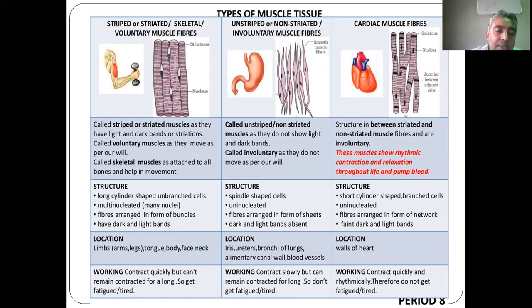You can see the diagrams. Striated muscle is also called striped muscle, as it has light and dark bands or striations. They are called voluntary muscles as they move according to our will. Also called skeletal muscle, they are attached to all the bones and help in movement. Structure: long, cylinder-shaped, unbranched, multinucleated cells, with many fibers arranged in bundles, having dark and light bands. Location: limbs, arms, legs, tongue, body, face, neck, etc.